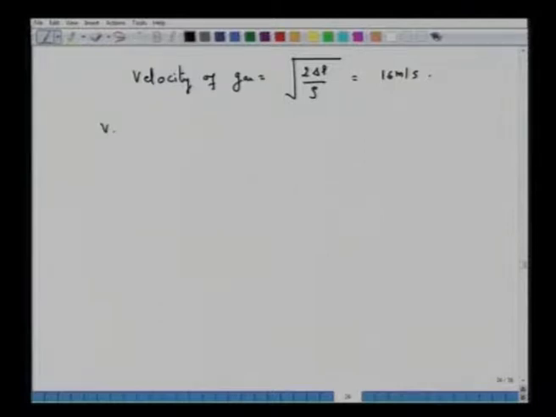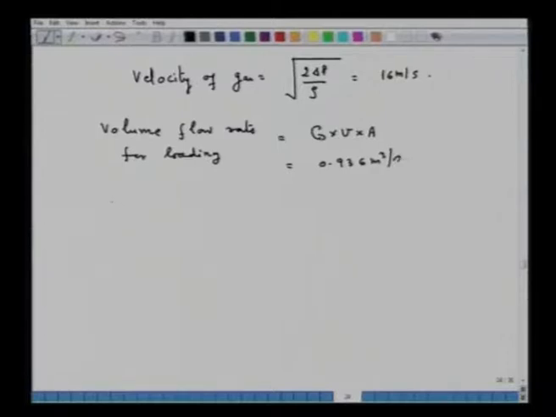Now, immediately we can find out volume flow rate for loading port, that will be equal to CD into V into A, which is given to you a discharge coefficient. That will come out to be equal to 0.936 meter cube per second. You see that much amount of gas you will be requiring, and volume flow rate for unloading port, same way you can calculate CD V into A. V is the same, area you know, it comes out to be 0.78 meter cube per second.